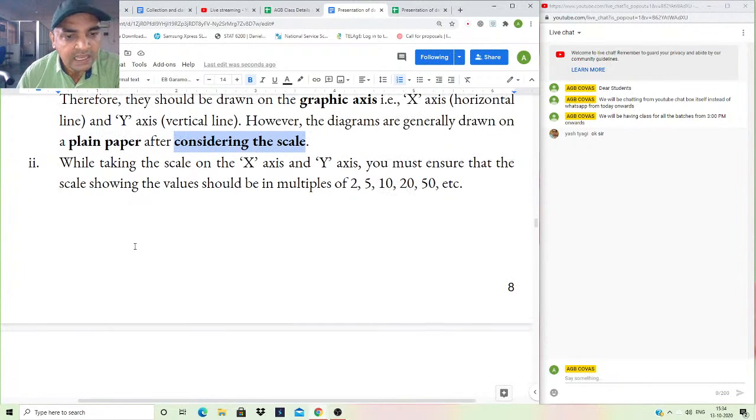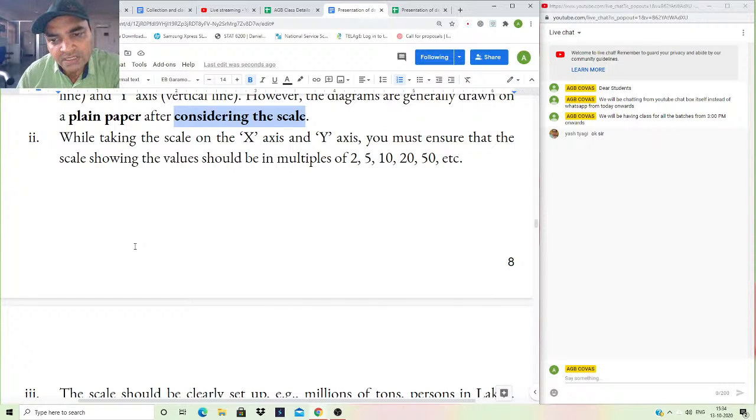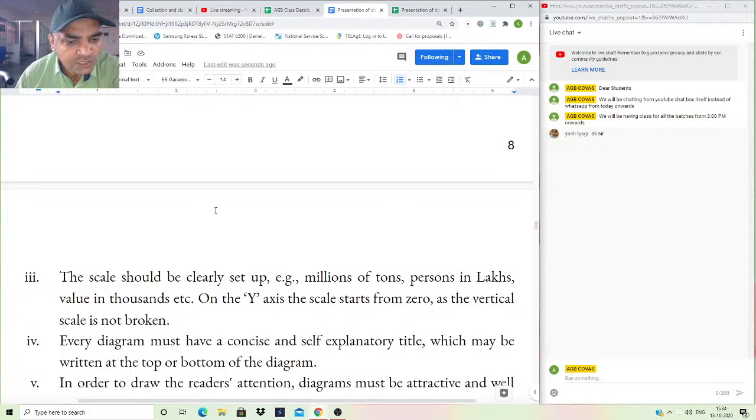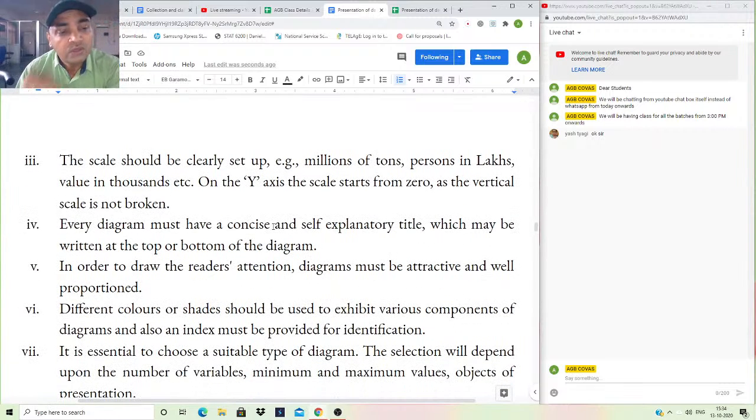So, while taking the scale on the x-axis and y-axis, you must ensure that the scale showing the value should be a multiple of some whole number like 2 or 5 or 10 or 20 or 50. So it should be considered, because it becomes easier for the reader to interpret things if you have taken a scale in multiples of 2 or 5 or 10 or 20 like this. Now, the scale should be clearly set. That is, you should tell what the figure shows, whether these are millions of tons or persons in lakhs or values in thousands.